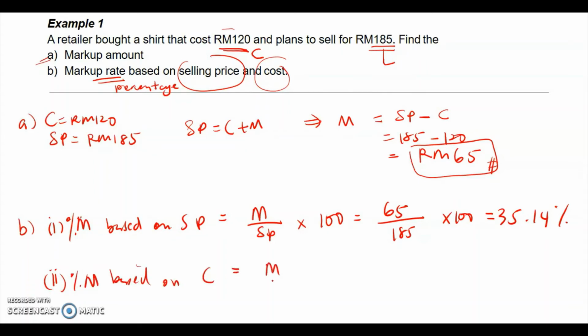Next, for the second case, percentage of markup based on cost price, the formula is M divided by cost price multiplied with 100. So 65 divided by 120 ringgit multiplied with 100. Okay. So the answer is 54.17%.